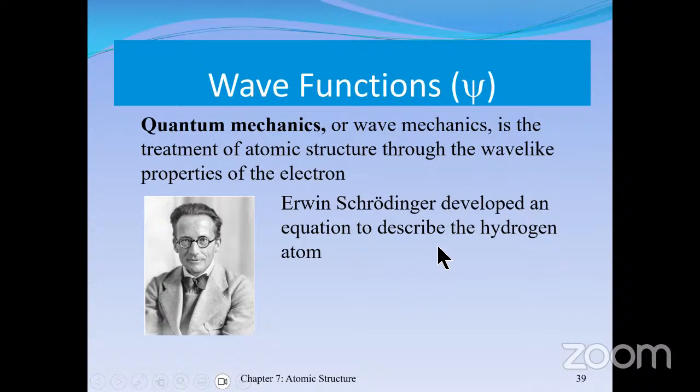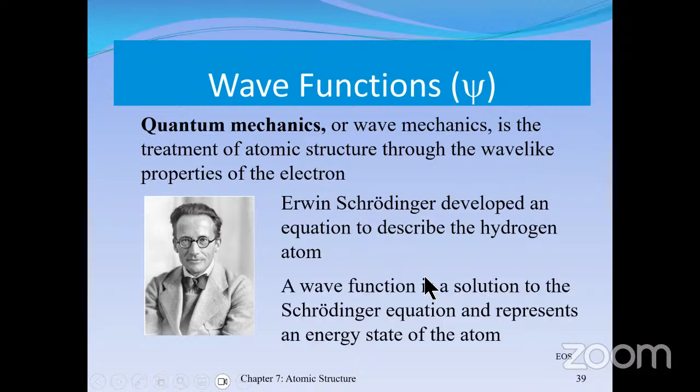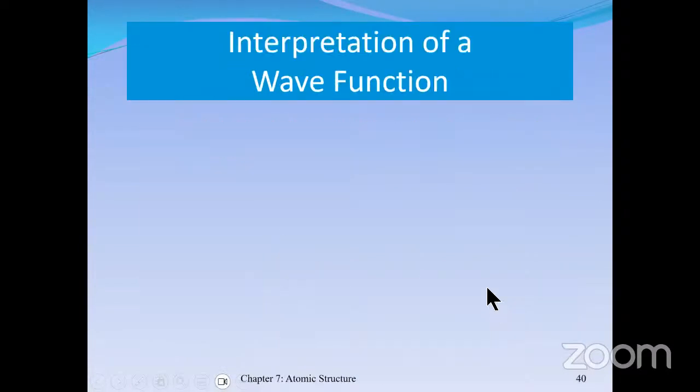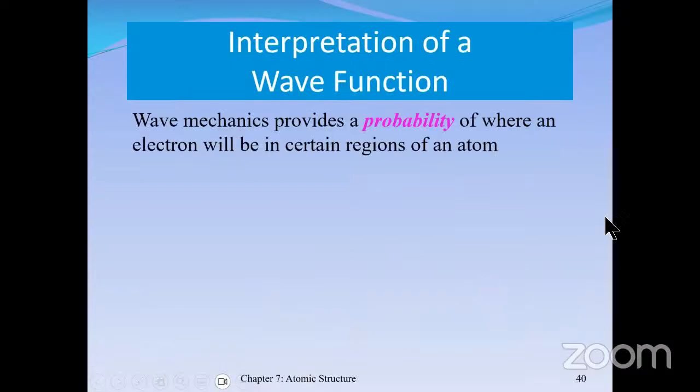Anyway, we won't go through all the details of what wave mechanics is all about. What I'm going to get into is basically the result. According to Schrödinger, we have an equation, which I won't even show you, because if I did, you'd probably break out in hives or something. That equation can be used to calculate what is called a wave function. The wave function is basically a solution to the equation, and it represents the energy state of the atom. How do we interpret this wave function?